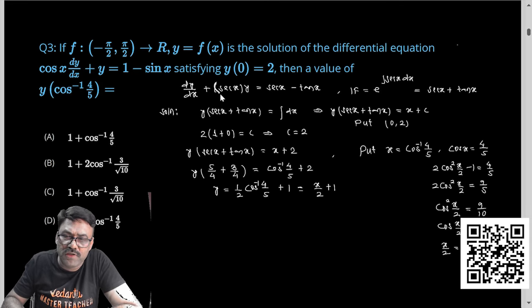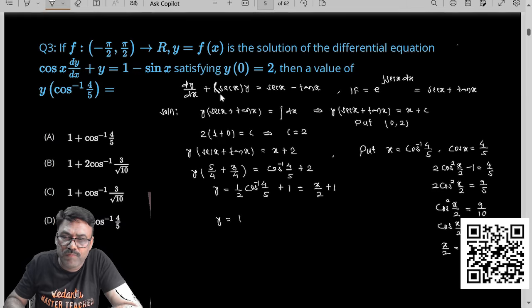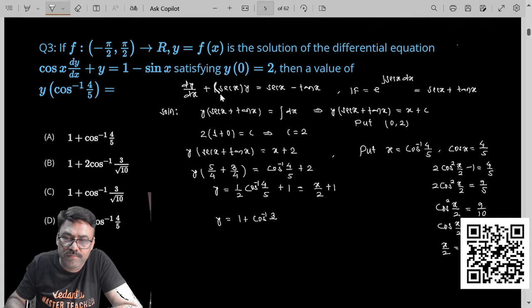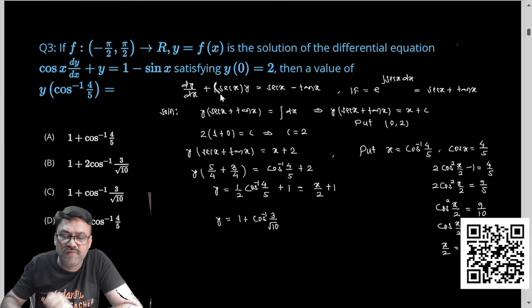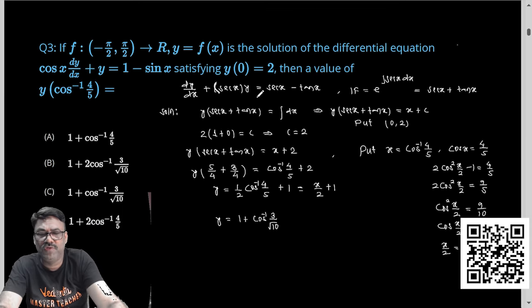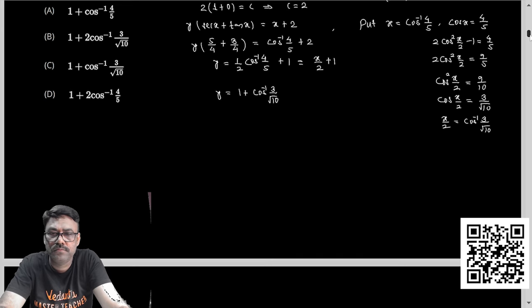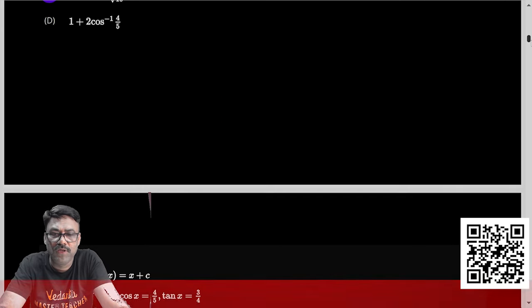So now I can say that y is 1 plus x by 2, and x by 2 is cos inverse 3 by root 10. So option C is the correct option here. Let's move to the next question.